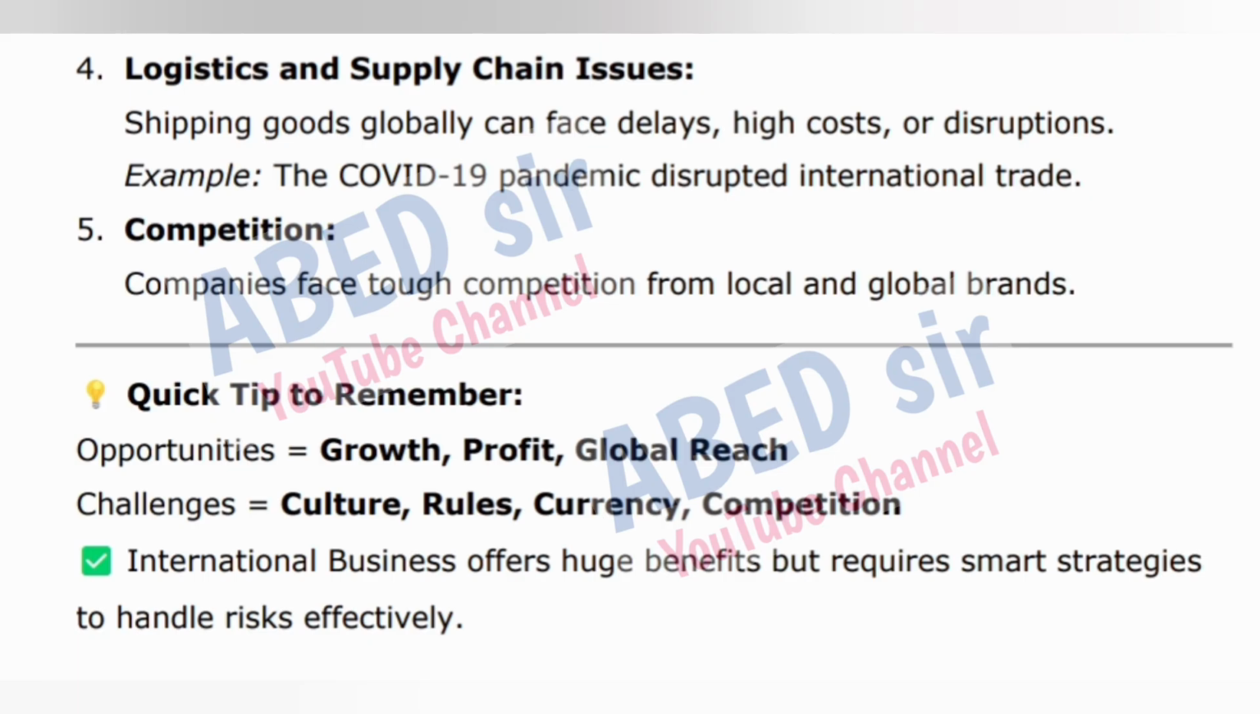4. Logistics and supply chain issues. Shipping goods globally can face delays, high costs, or disruptions. Example, the COVID-19 pandemic disrupted international trade. 5. Competition. Companies face tough competition from local and global brands.